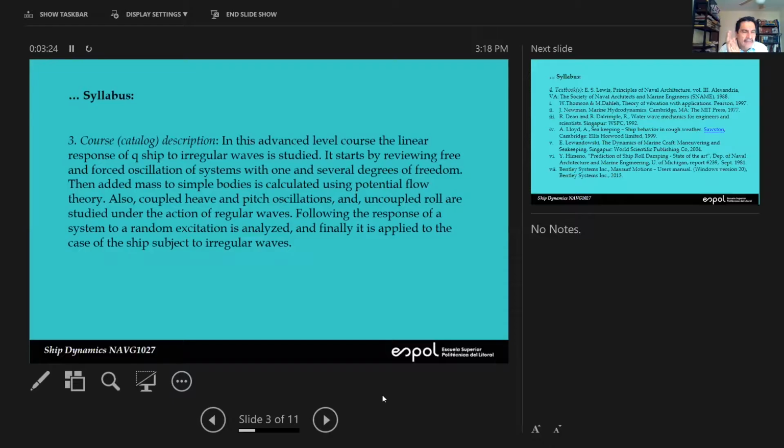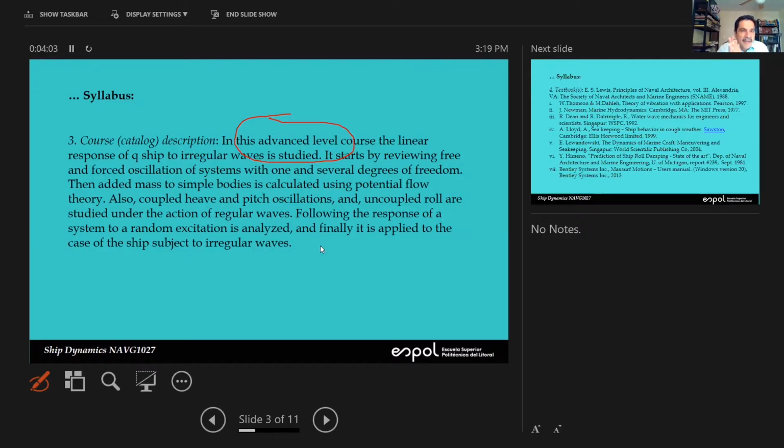This is the description that will be posted in the catalog. Please notice that this is an advanced course, okay? What do we mean by advanced? Well, that means that this is a 400 level course. So you are very close to graduating. So you are mature students, okay? And what we want to know is that you are able to calculate the response of a ship, there's an error here also, to irregular waves, okay?